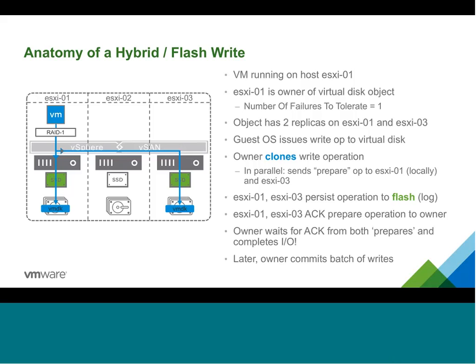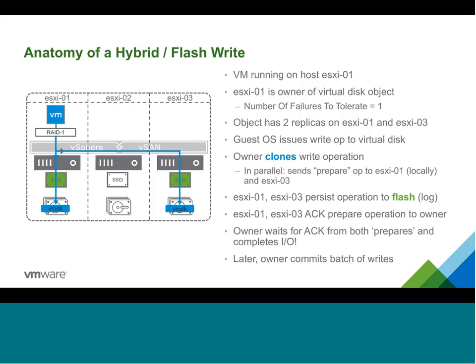The write is always persisted in the flash. As I mentioned earlier, the write never goes directly to the hard disk drive, the HDD. It's always written in the flash. Then whenever it's written to flash on both hosts, the acknowledgement is sent back, and the owner waits for the ACK from both hosts, and when it receives them, it says, yes, it's done. A write has been done from the virtual machine perspective. But VSAN later on commits the writes to the capacity tier.